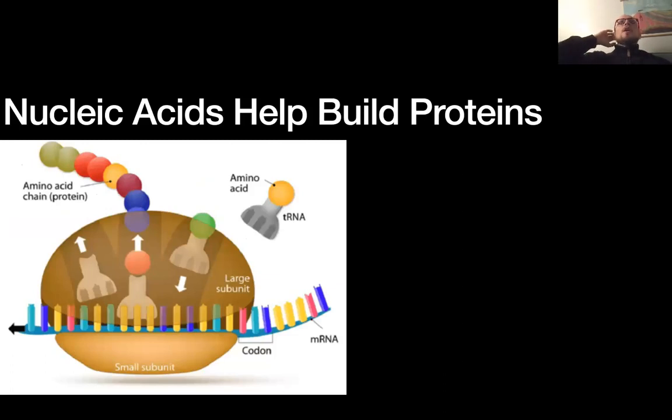So how does this work? Well, in your cells, you have a small little part of it called the ribosome. And the ribosome is able to separate out one strand of the double helix of DNA and feed it through this little unit.